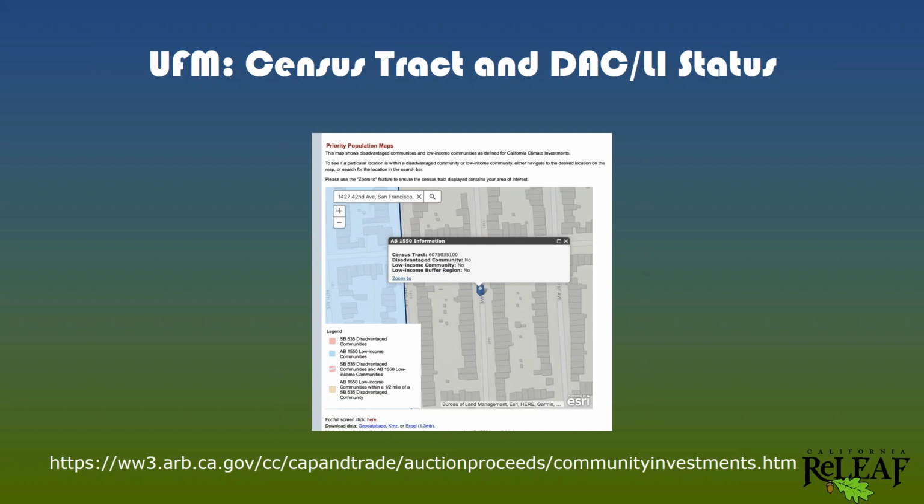and I'm going to tell you to eyeball it. If it's within 5 or 6 blocks, that's probably good enough to qualify as within a half mile of the DAC low income status. And I think that was the final option, which was 1C. But this is where you get all of that information.